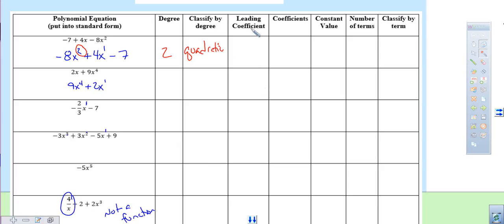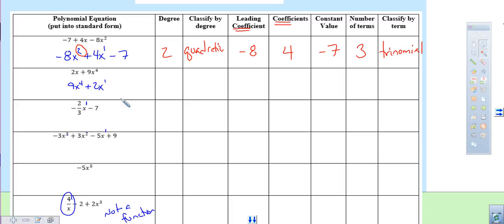Okay, the leading coefficient, the number out in front, is negative 8. The other coefficient is positive 4, because that's the other number in front of a variable. So a coefficient is a number in front of a variable. And a constant is a number that doesn't have a variable by it. So in this case, negative 7 is a constant. This particular polynomial has 3 terms, and so we call it a trinomial.